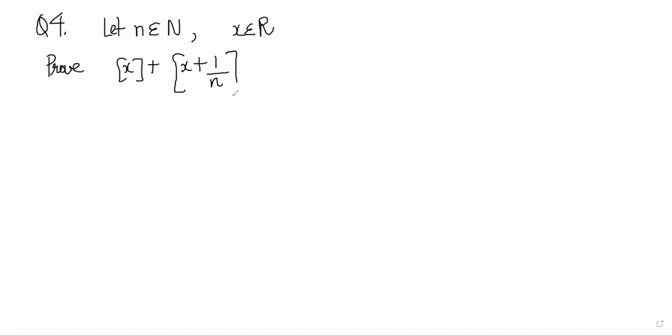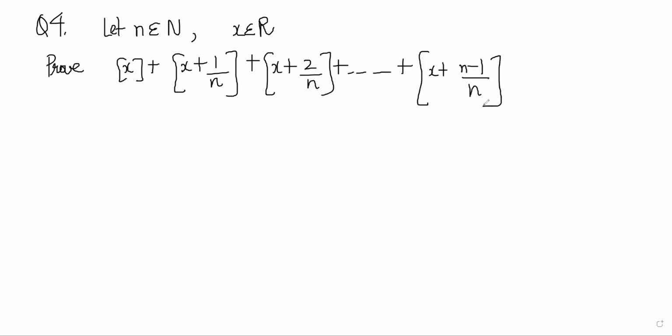Question number 4. Let n belong to natural numbers, x belong to R. You have to prove this equality. Prove that GIF of x plus GIF of x plus 1 by n plus GIF of x plus 2 by n, and so on till GIF of x plus n minus 1 by n is equal to GIF of nx.